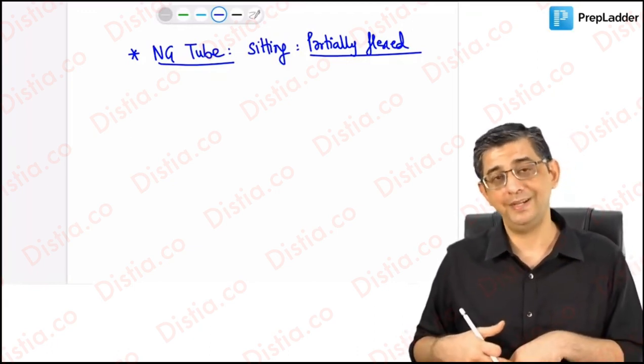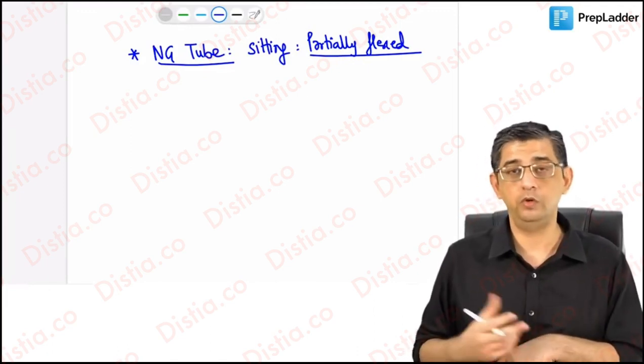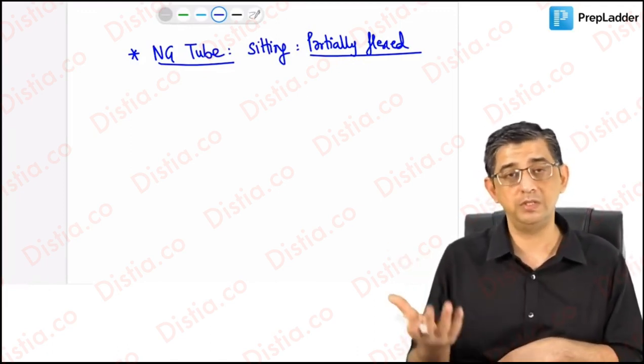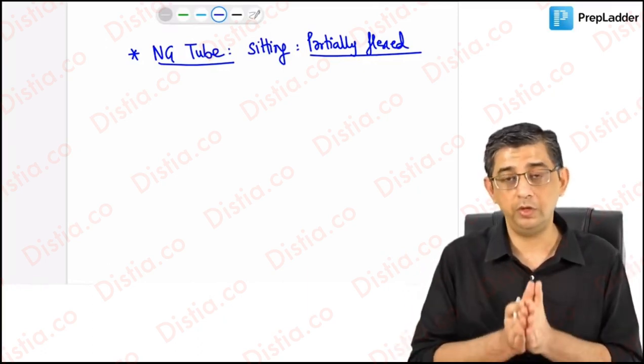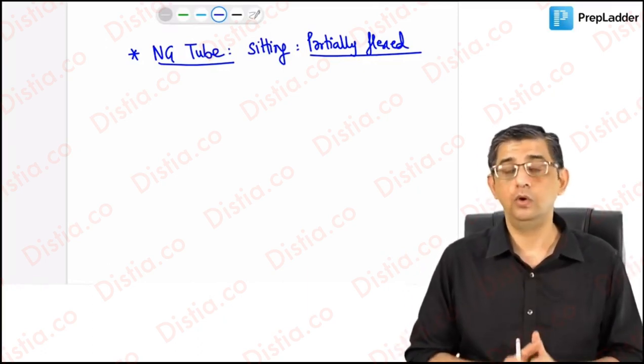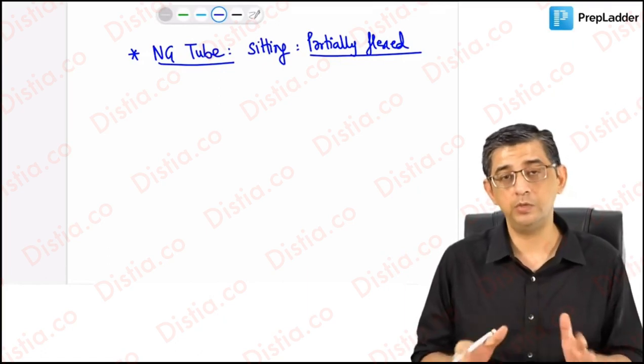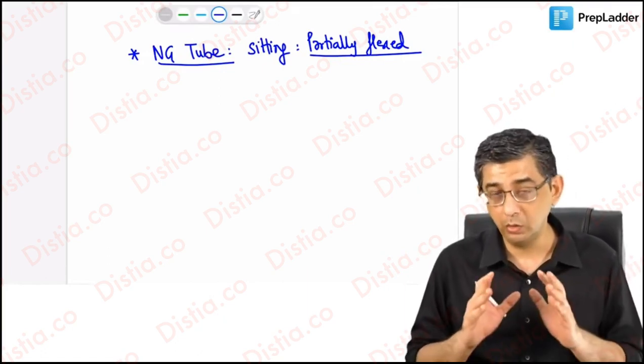Once the tube is at its right position in the stomach, you will obviously use a 20 ml or 50 ml syringe, push air and auscultate over the epigastrium to be sure that the tube is at the right place. All of you have put NG tubes so many times in your patients that there will absolutely be no problems.